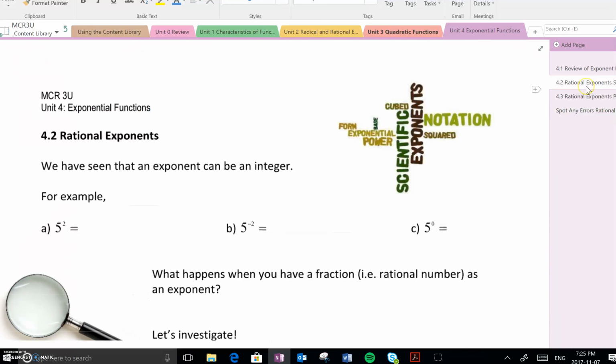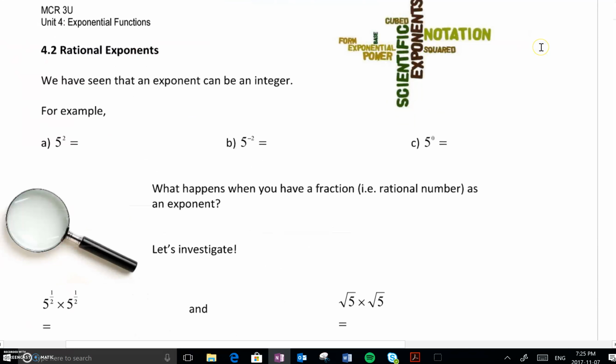Okay, so we're going to be working on rational exponents. Rational exponents meaning that you have to work with your exponent rules, which are the ones that we saw just yesterday. So we have seen that an exponent can be an integer. So we know that 5 to the power of 2 is equal to 5 times 5, which then equals 25. So that should be relatively easy.